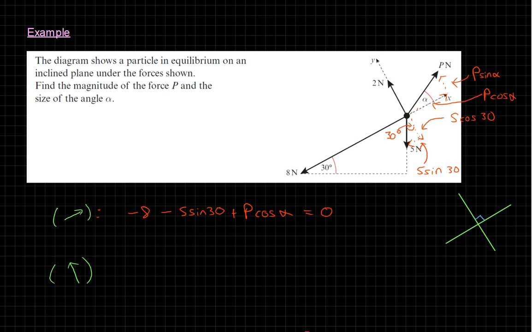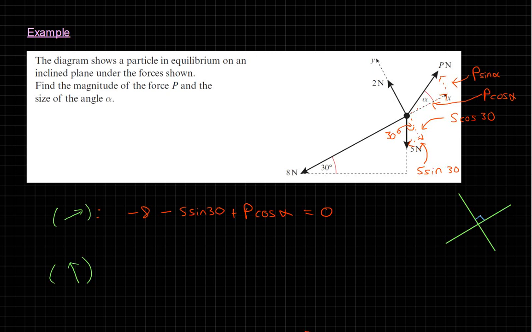I didn't need a component for the 2 newtons because there is no component of that which is going in the direction up or down the plane. Okay, and now let's try and do the other direction, the perpendicular to the plane direction.